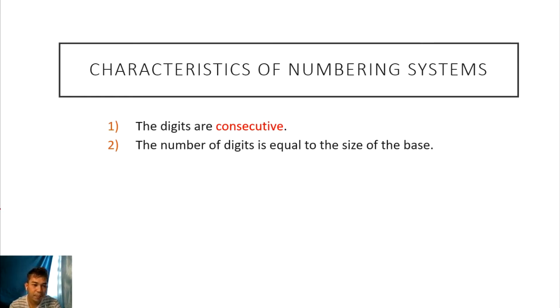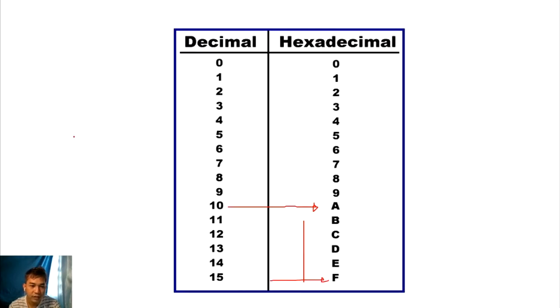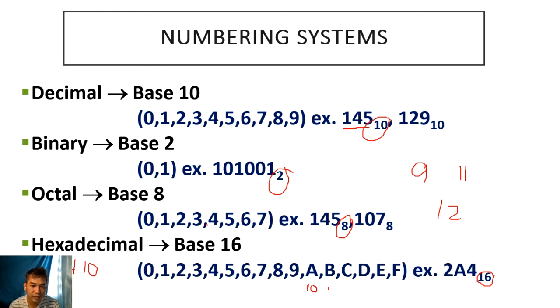Number 2, the number of digits is equal to the size of the base. Ibig sabihin, yung mga digits in each position, say for example sa decimal, we can represent that as this. So, this is a number. We can consider this as a decimal number, kasi pasok siya doon sa number of digits ng base 10. But another question, can we represent this as an octal number? Pwede ba siyang octal? Hindi pwede, kasi wala namang 9 at wala namang 8 doon sa octal number system. It's because sa octal, from 0 to 7 lang siya.